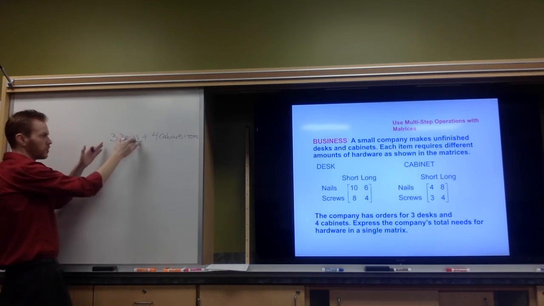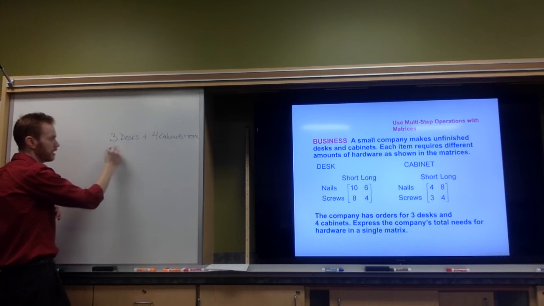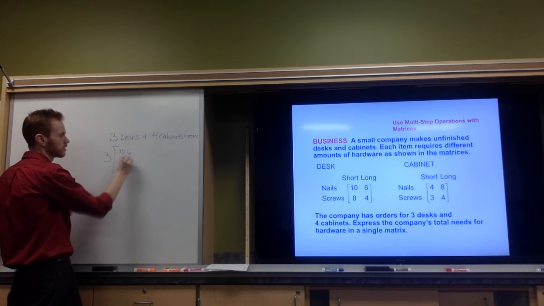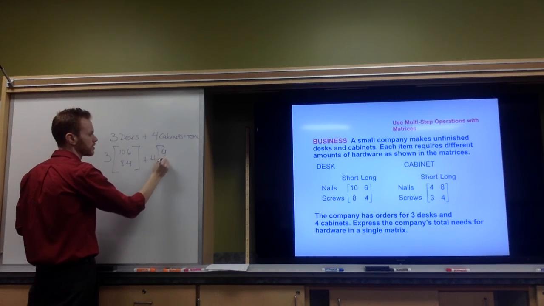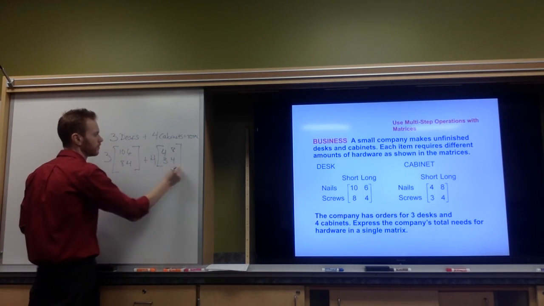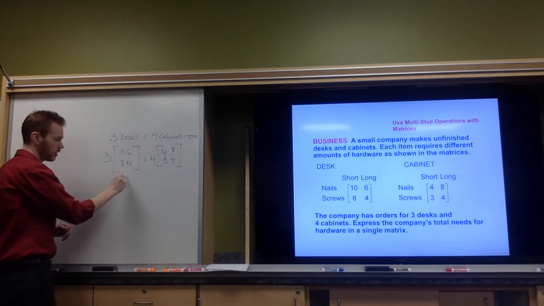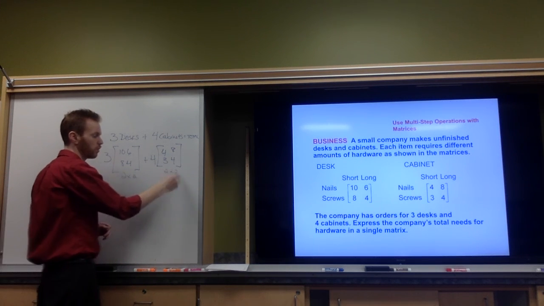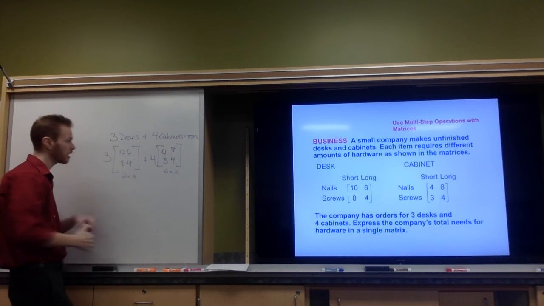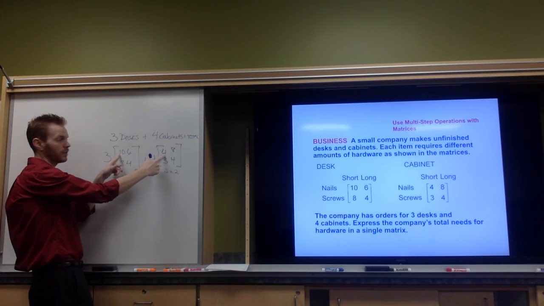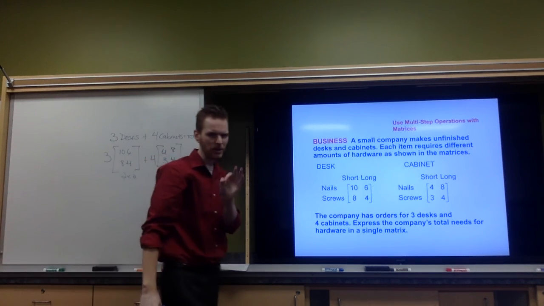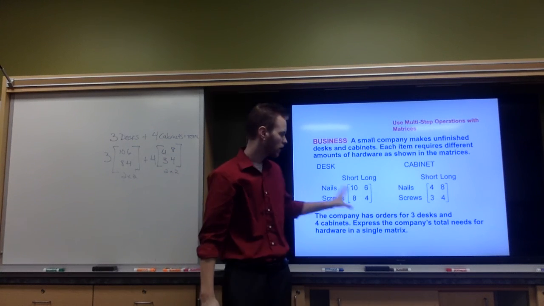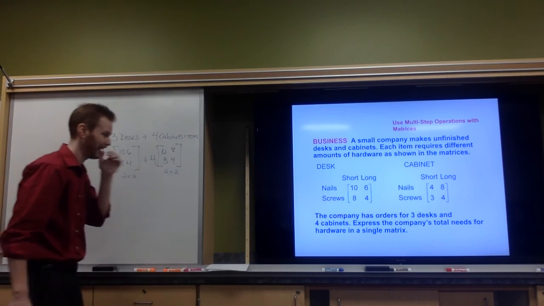So now I'm going to write this matrix out. So 3 times this matrix plus 4 times this matrix. Okay? Now notice they're both 2 by 2s, so that's important. And based on context, these are the same thing, right? Don't both these represent short nails? These represent the longer nails, and the screws do the same thing. See how dimensions are very important when it comes to matrices? When it comes to context, it's even more important, okay?